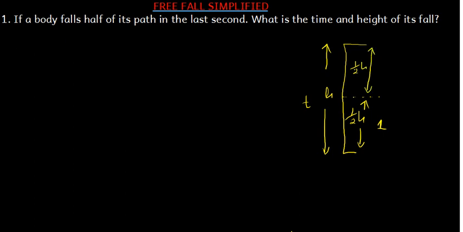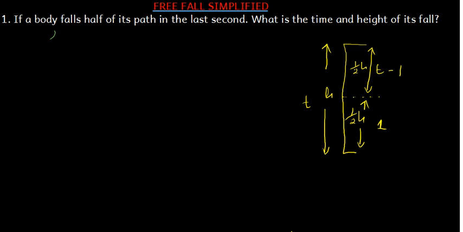Now if it took 1 second to fall half h, then what is the time that it had already fallen? Since the whole time of flight is t, and in the last second it is only 1, that is the time that it is going to take to fall the first half h. So having said this, now we need to write some equations here.